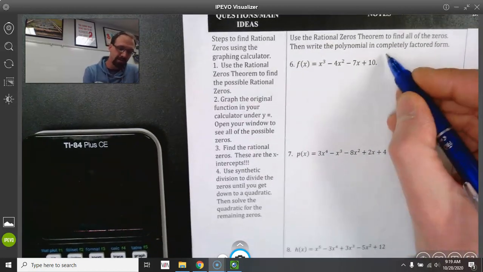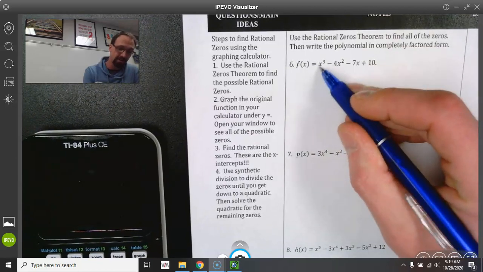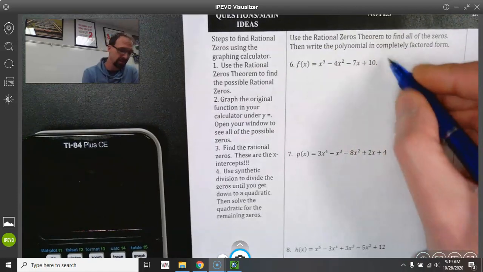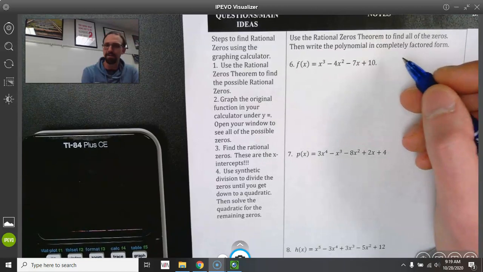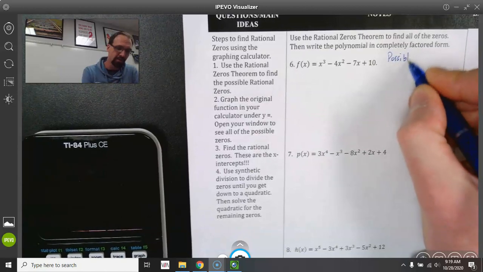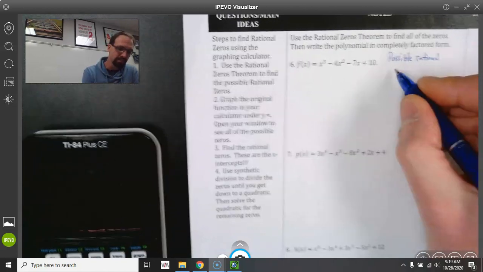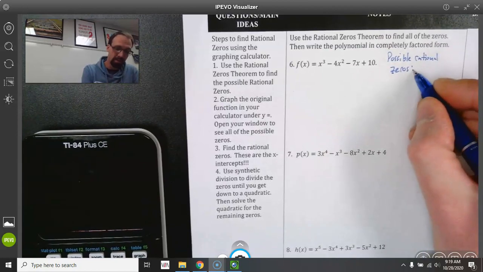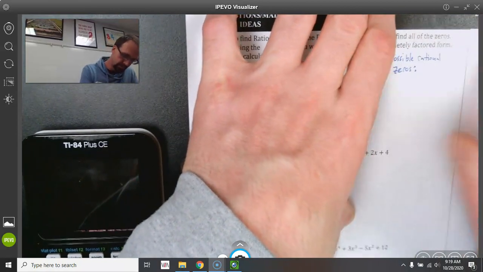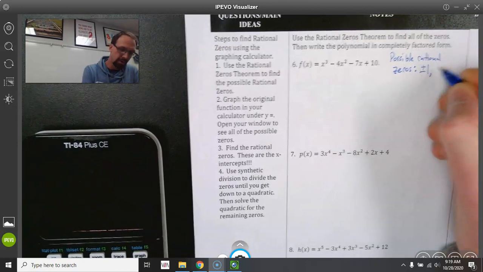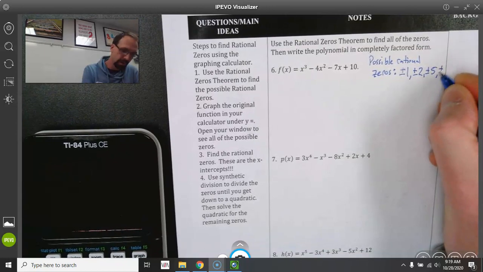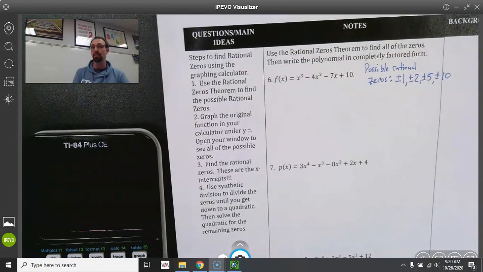It's the factors of, in this case, 10 over the factors of 1. First we want to make sure that it's in standard form, and it is. The factors of 1 are just 1 and negative 1, so really we're just looking at the factors of 10. So the possible rational zeros for this one are going to be plus or minus 1, plus or minus 2, plus or minus 5, and plus or minus 10. Those are all the possible rational zeros.